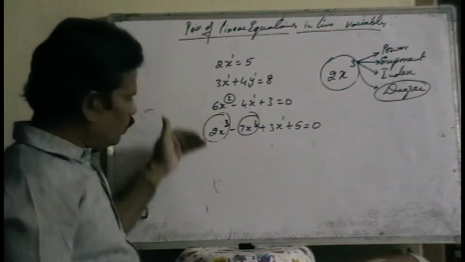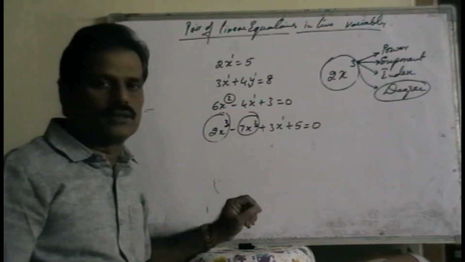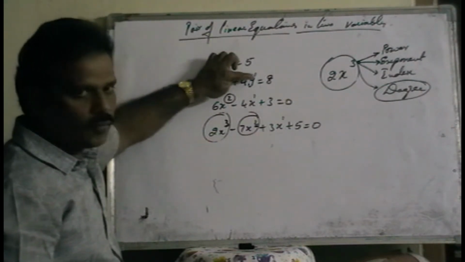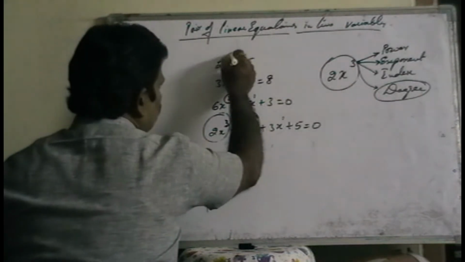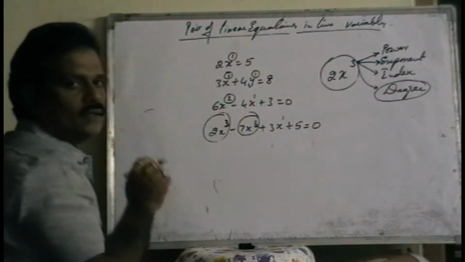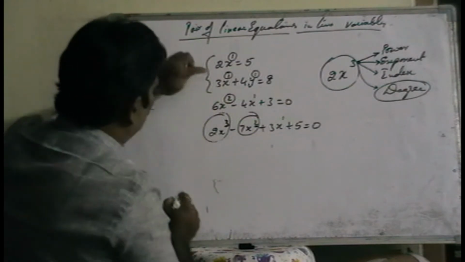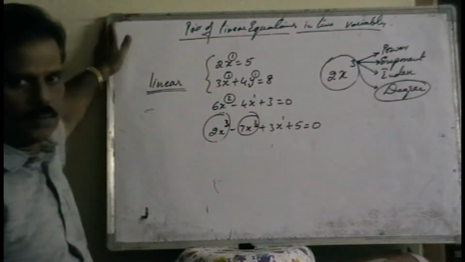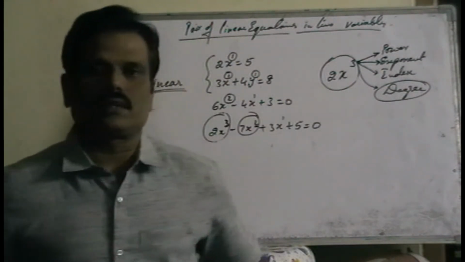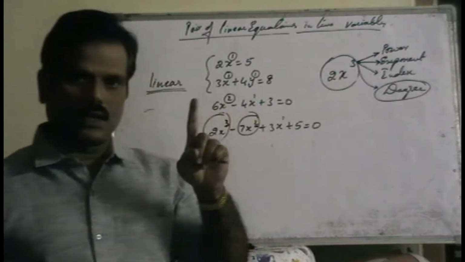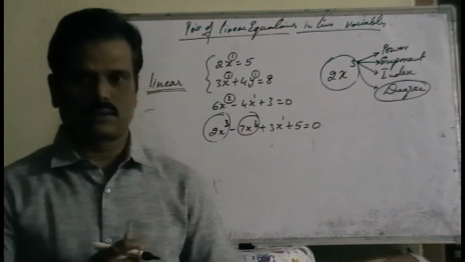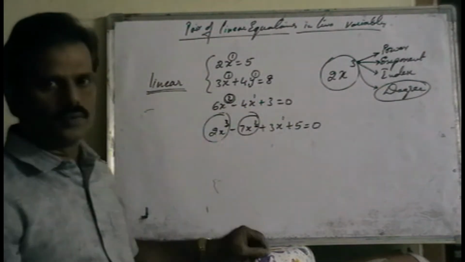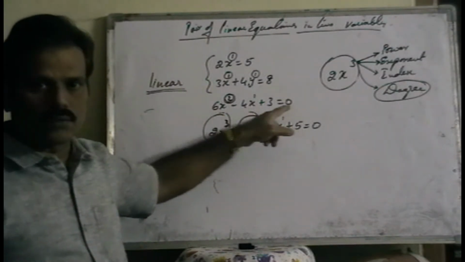Now in these equations, the name of the equation depends on the degree. If it is first degree, an equation which consists of only first degree is called a linear equation. Linear. Why? Because an equation which consists of first degree is called a linear equation. If the highest degree of an equation is 2, that is called a quadratic equation.